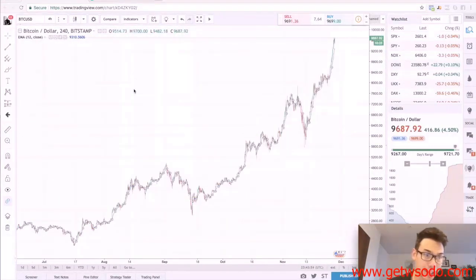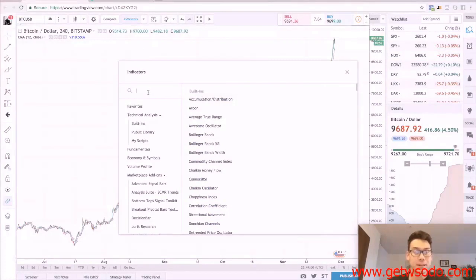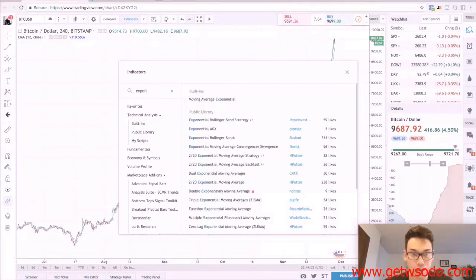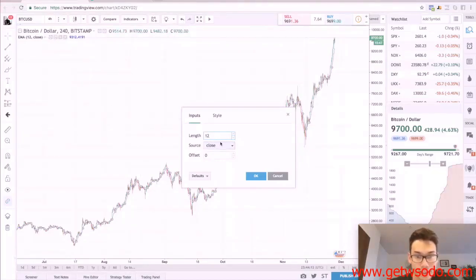And next we're going to look at the exponential moving average. If you want to find that, I would go to indicators right here and just type it in. You could type it in instead of trying to scroll through. So you see built-ins, moving average exponential. You're going to click on that, and then it's going to bring up this line right here. And to edit that, I would go here, put in 12.